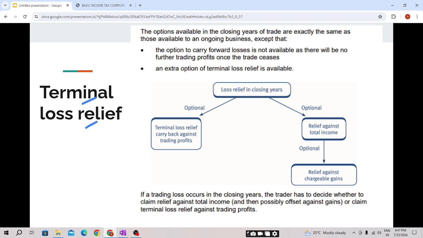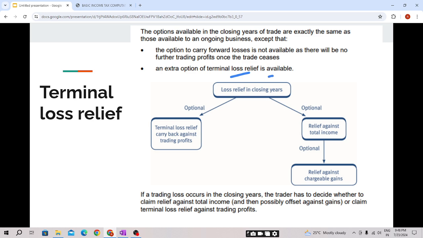Now moving forward to terminal loss relief. Terminal loss relief means when we incur a loss in the period in which we close our business. The options available in the closing years of a trade are exactly the same as those available to an ongoing business, except that the option to carry forward loss is not available, as there will be no future trading profits once the trade has ceased. The same rules apply, but the carry forward will not be available because we are closing our business. An extra option of terminal loss relief is available.